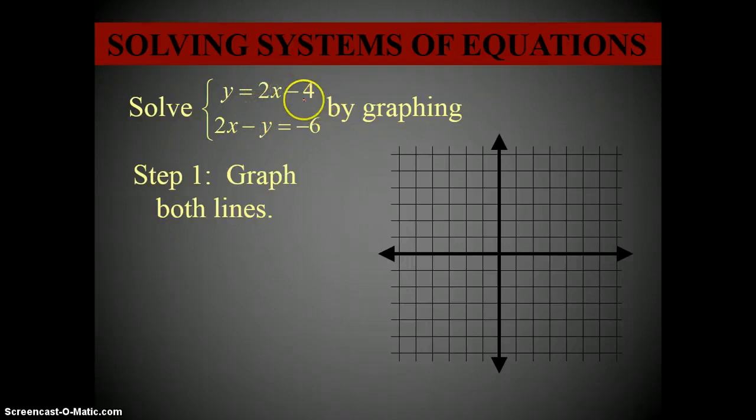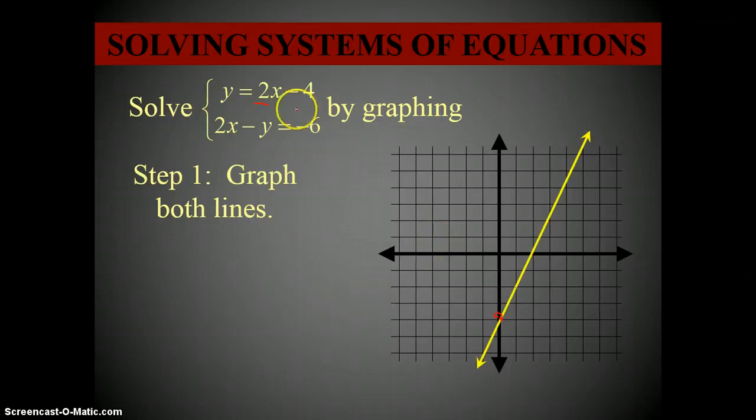So you can see that our y-intercept is negative 4. So I'm going to plot that: 1, 2, 3, 4. There is my y-intercept. And then I'm going to use the slope, which is 2, to plot other points. So there's up 2, forward 1, up 2, forward 1, and I'm going to connect those dots.